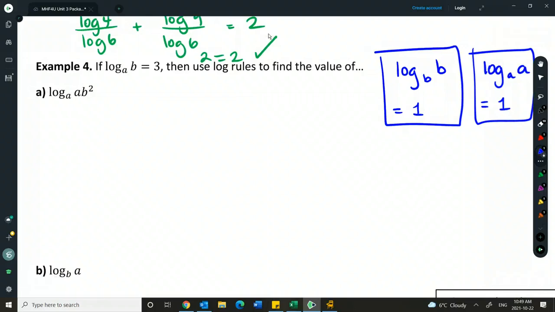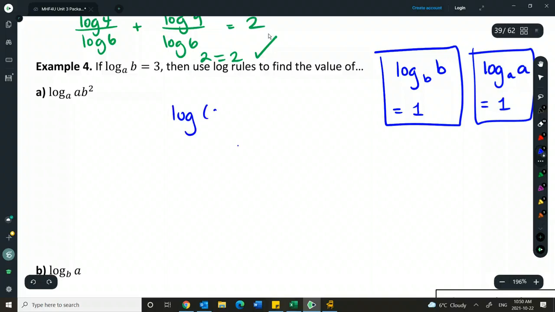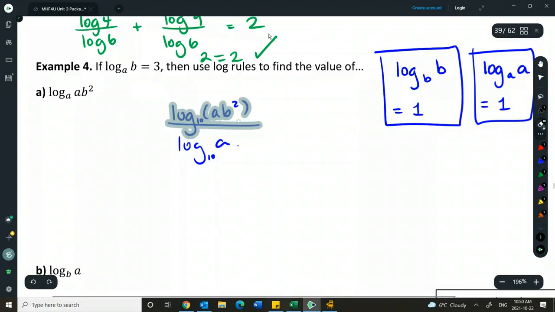Okay, so any ideas for how we can maybe split this apart in some way to try to evaluate some pieces here? Could you do log of ab squared over log of a? I could, but I have information about log base a of b, so I don't want to change the base to 10 if possible. Because if I switch this to log of ab squared over log of a, then I'm changing the base to 10, and I don't have any information about what those are equal to. So that's a good thought.